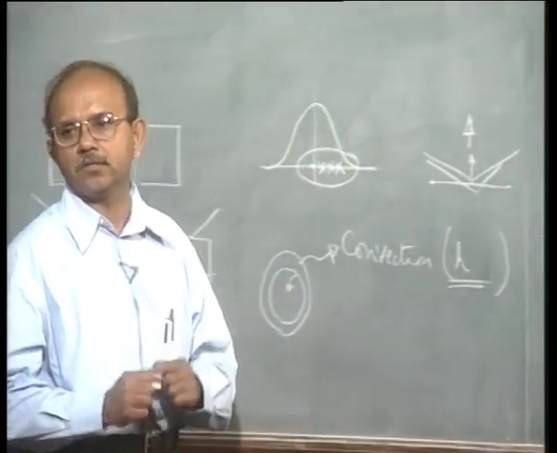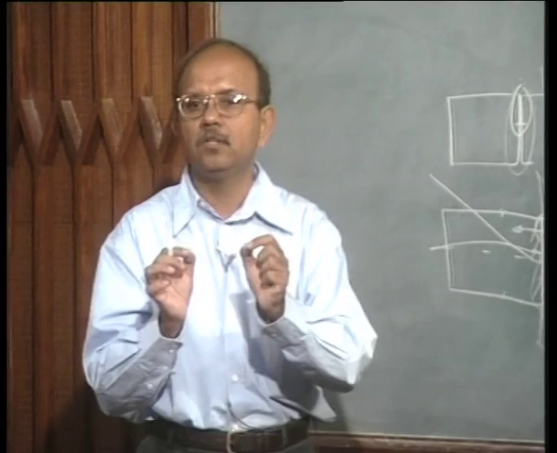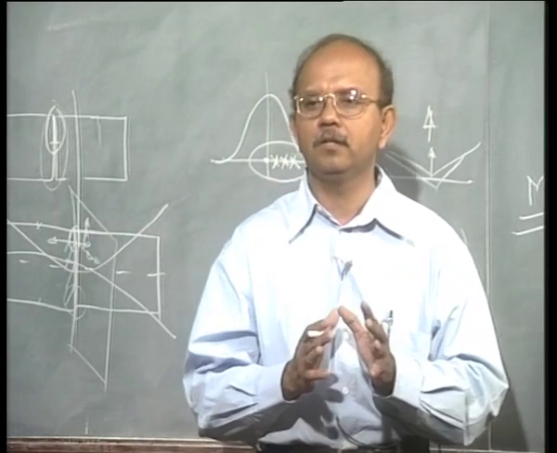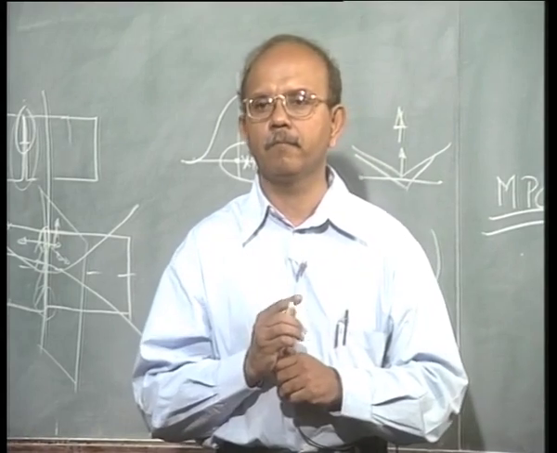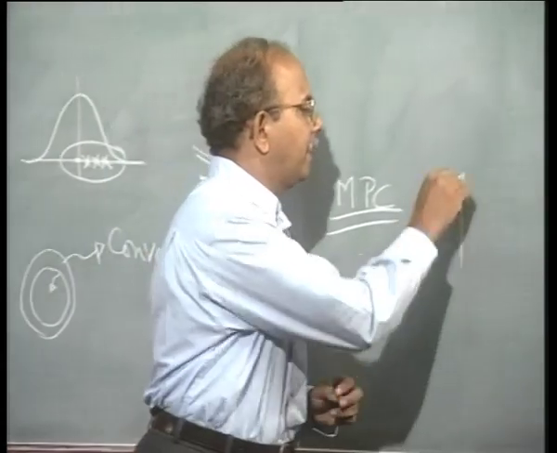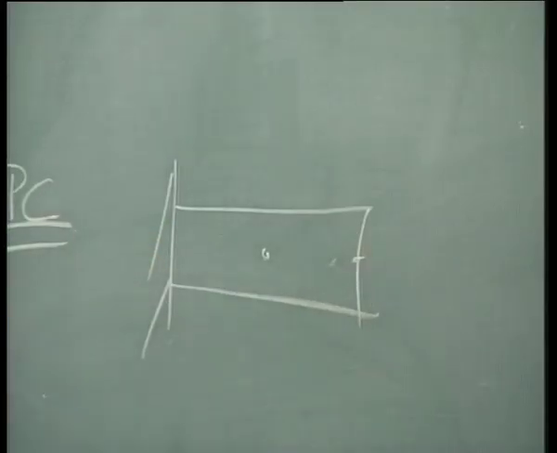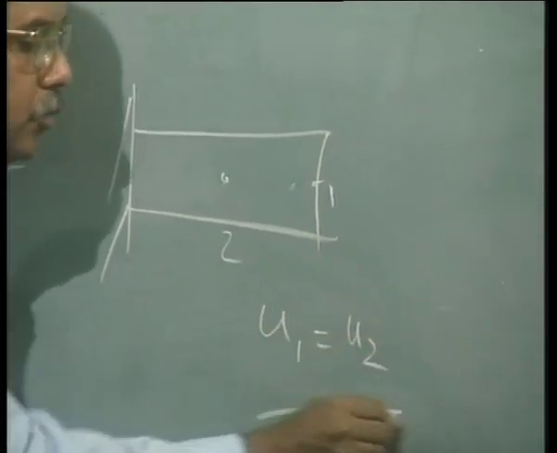Now, another important behavior that is available in many softwares is what is called MPC, multi-point constraints. What are multi-point constraints? You can make two nodes behave in such a fashion that they would deform by the same extent. Suppose I have a beam, and I put two nodes. It is possible to write down a multi-point constraint between these two nodes, which means that the displacement of node 1, say u1, is equal to u2, and so on.